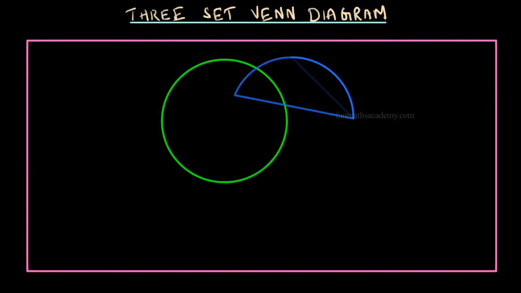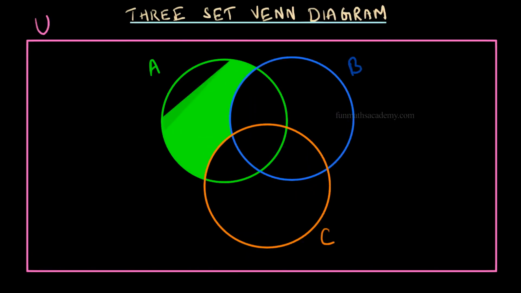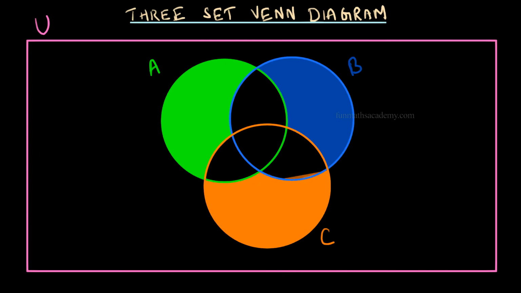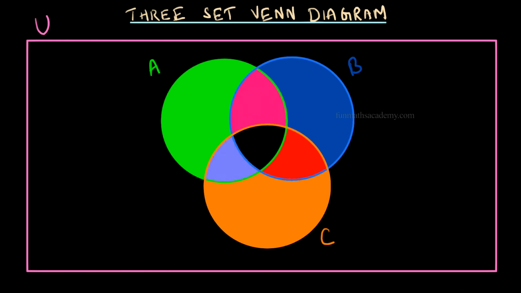Likewise, in a three-set Venn diagram, this region in green contains elements in A and not in B and C. This region, colored blue, contains elements of B which are not in A and C. This region in orange contains elements of C which are not in A and B. This region in pink contains elements which are common in sets A and B, that is A intersection B. This region in red contains elements of B intersection C, and this region in lavender contains elements of C intersection A.